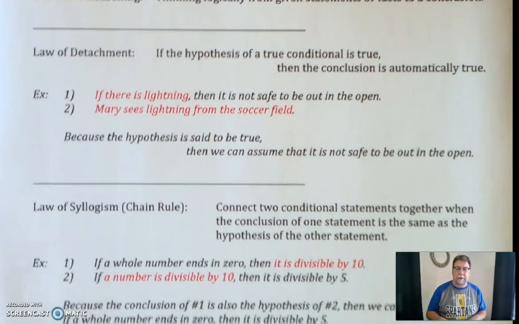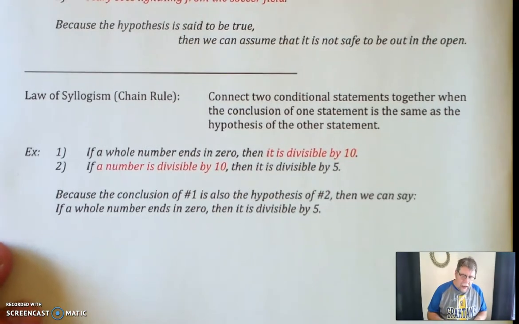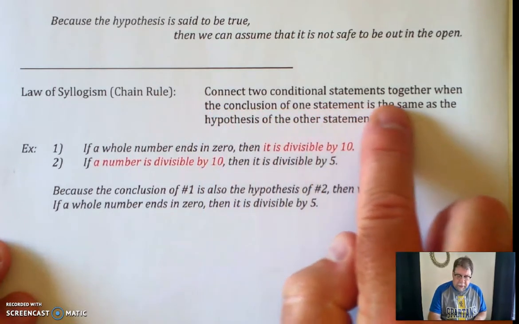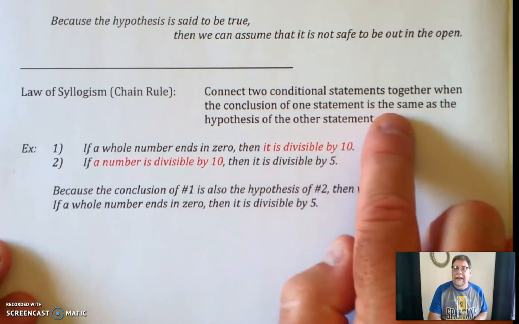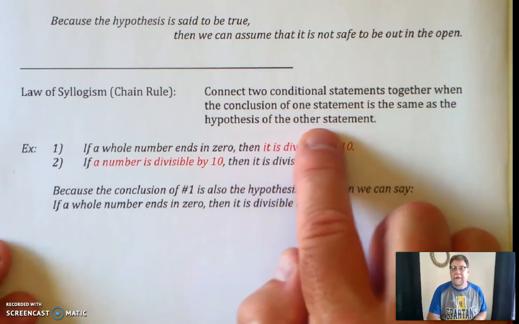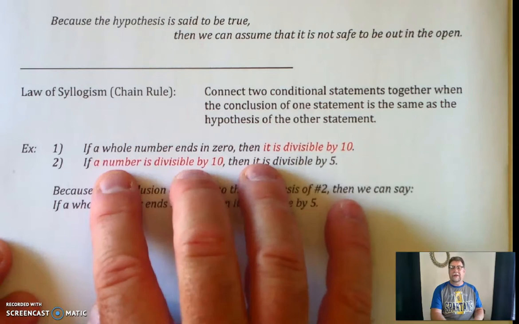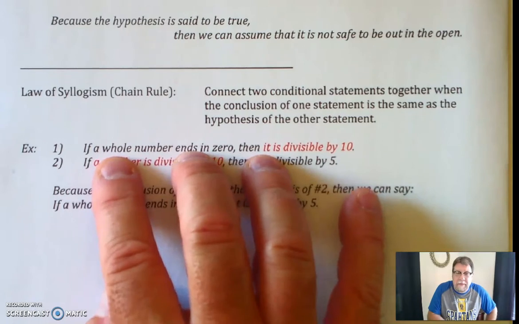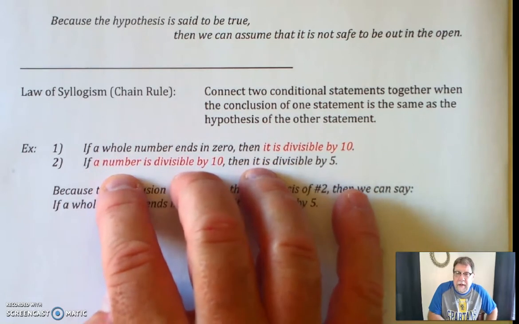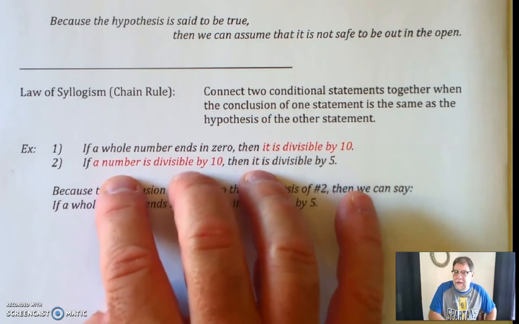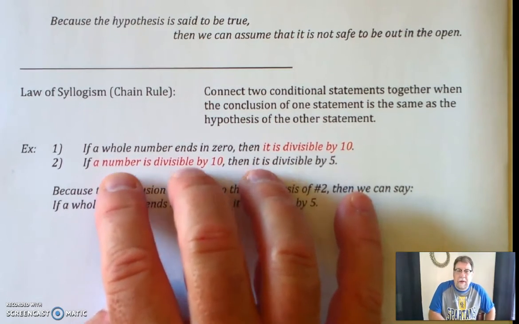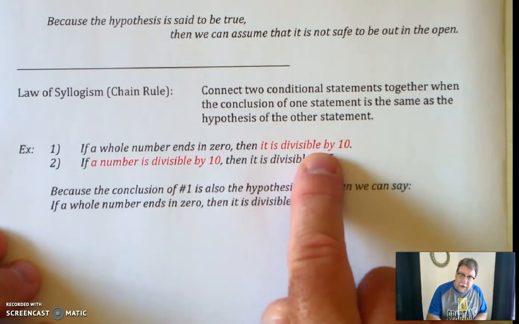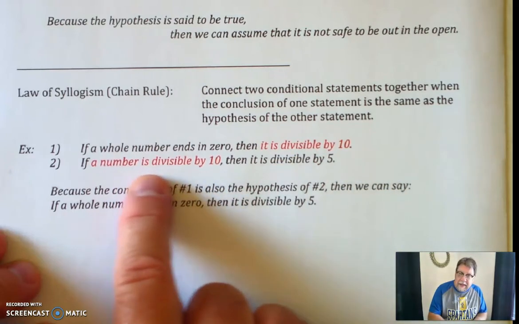Okay, law of syllogism. Sometimes that's called the chain rule. It basically links two conditional statements together. So it connects two conditional statements together when the conclusion of one statement is the same as the hypothesis of the other statement. And here's an example of that. Two if-then statements here. If a whole number ends in 0, then it is divisible by 10. Second statement. If a number is divisible by 10, then it is also divisible by 5. Okay, so the chain rule connects these together because, see, we have the divisible by 10 is the conclusion, and down here, the divisible by 10 is the hypothesis.